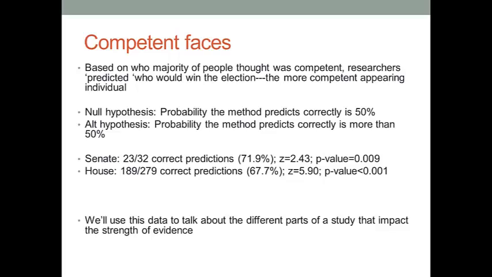For races in the House of Representatives, researchers correctly predicted the outcome of elections in 189 out of 279 cases, a winning percentage of 67.7%. This data yields a standardized statistic of 5.9 with a very small p-value, less than 0.001. We'll use this data to talk about the different parts of a study that impact strength of evidence.